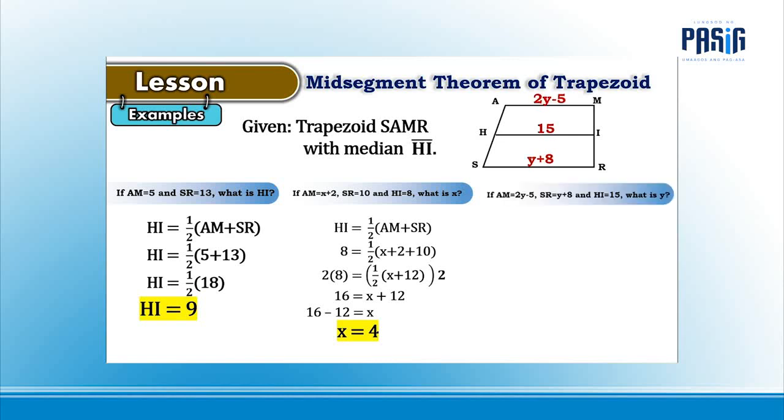If AM is equal to 2y minus 5, SR is equal to y plus 8, and HI is equal to 15, what is the value of y?